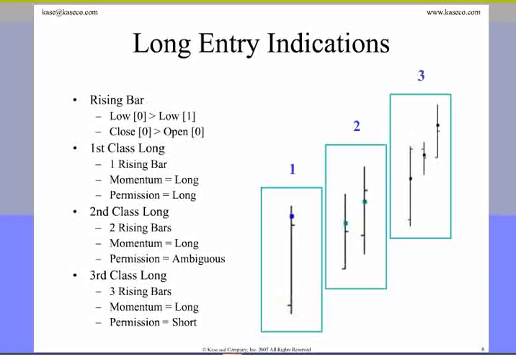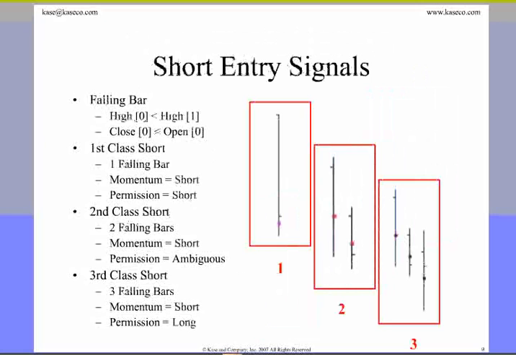Now, before everybody gets overloaded trying to remember all this stuff, basically on the system, all you have to do is look at the color of the bar and the number, because our system will automatically color the bar with the right color dot and give you the number. And the short, as you'll see on the next page, is just exactly the inverse of the long. You've got the momentum crossovers to the downside, short. First class is that the permission is short. Second class, ambiguous. And third class, the permission is still long.